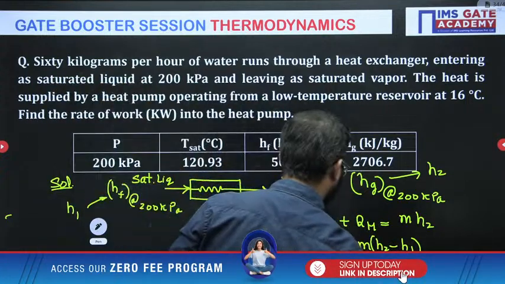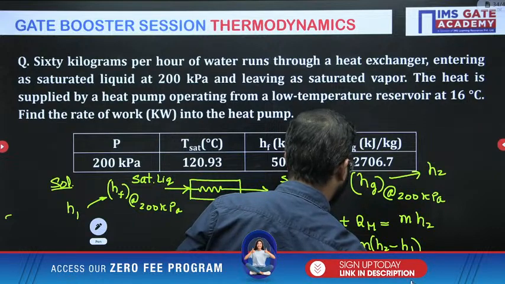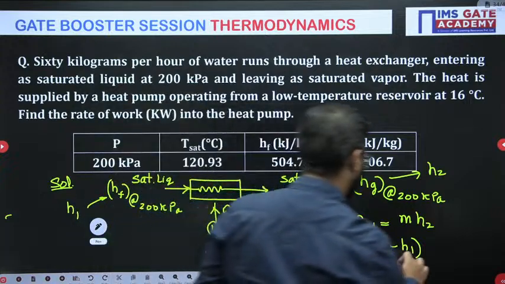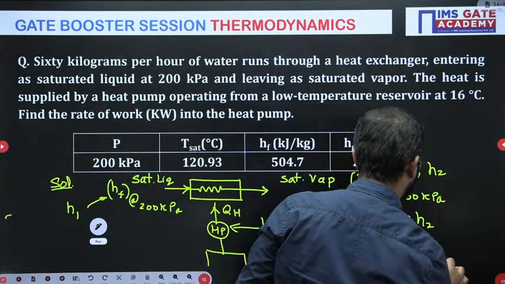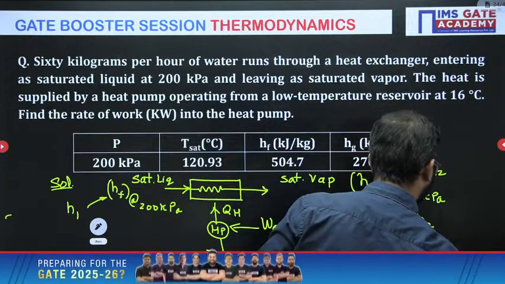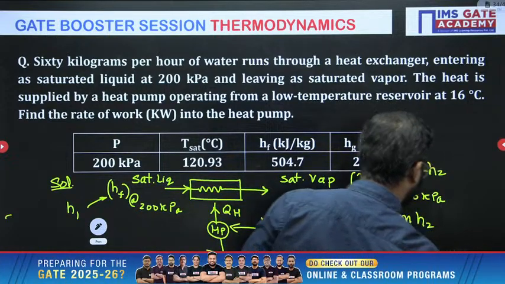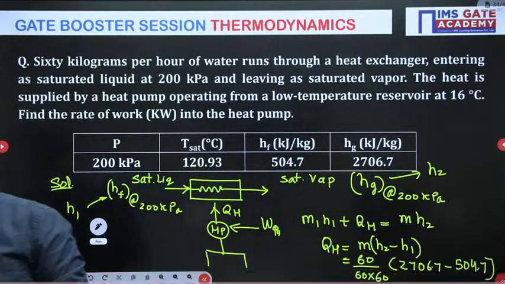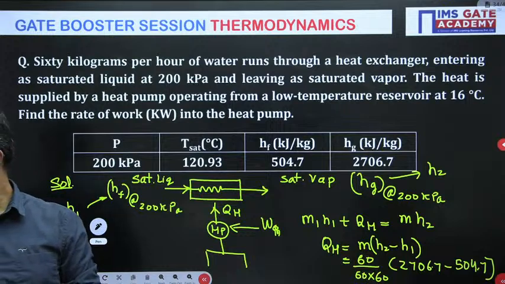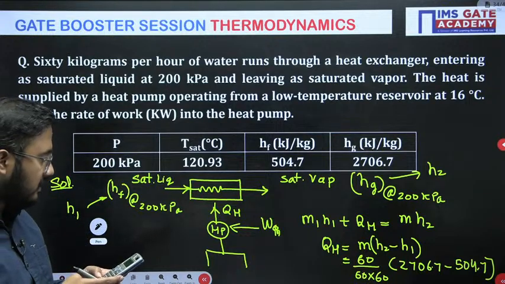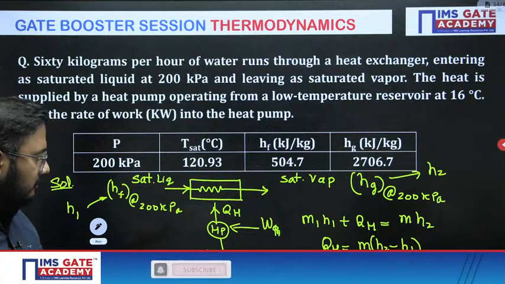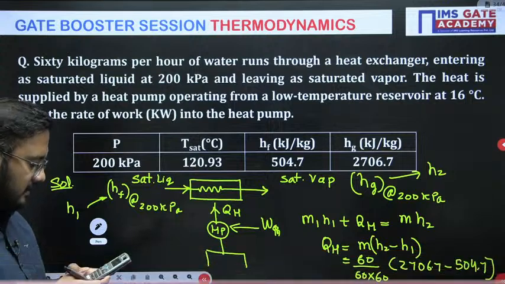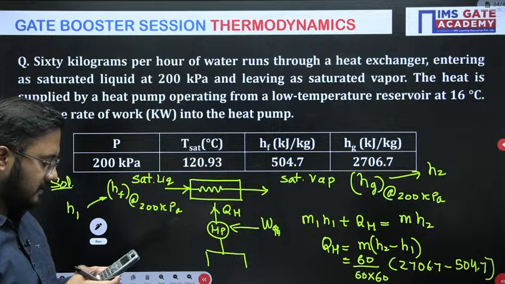Can you tell me this QH value? 60 kilogram per hour. 60 into 60. H2 value will be 2706.7 minus H1, 504.7. Can you tell me the QH answer first of all? 352.32. Is it correct? So, 2706.7 minus 504.7, into 60 divided by 3600.